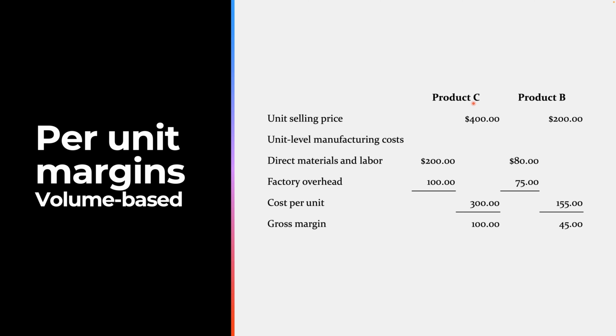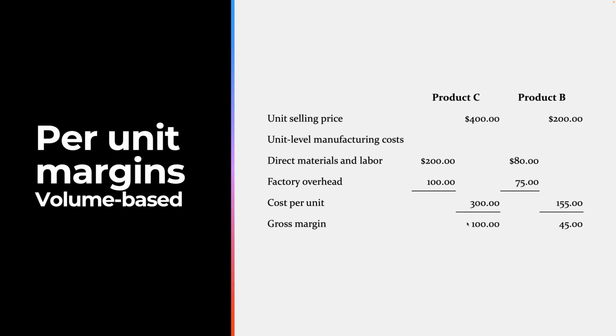Product C on the left. The unit selling price is $400. Direct materials and labor is $200 a unit, and factory overhead is $100 a unit. That's a cost per unit of $300 for a gross margin of $100.